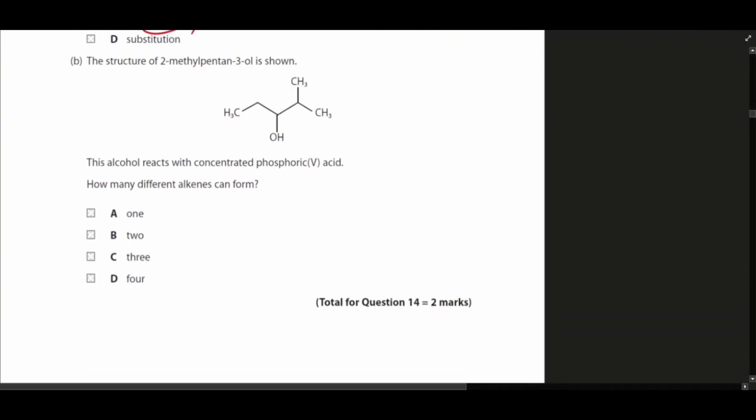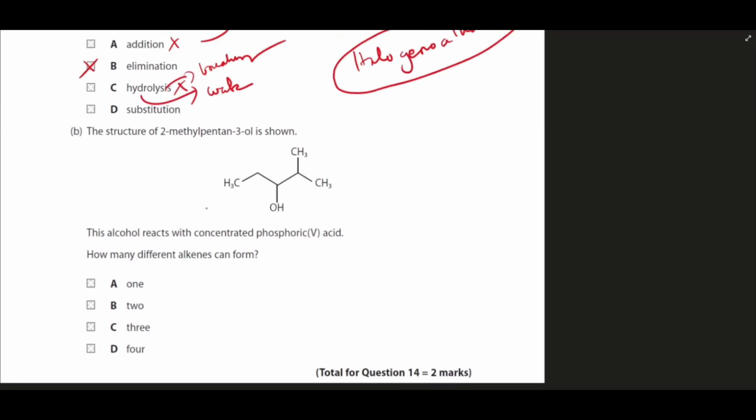The structure of 2-methylpentan-3-ol is shown. This alcohol reacts with concentrated phosphoric acid. How many different alkenes can be formed? Okay, nice question. Elimination here, one thing's for sure. What is elimination? Elimination basically means that hydrogen will be taken out. Get it? Hydrogen will be taken out from the alkyl groups, specifically, because that's what elimination means.